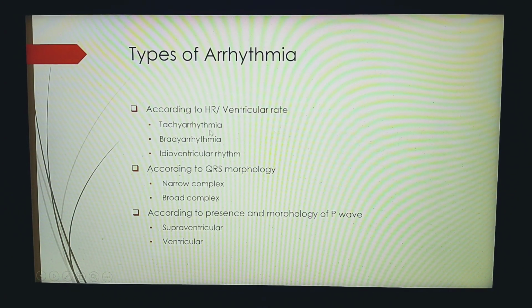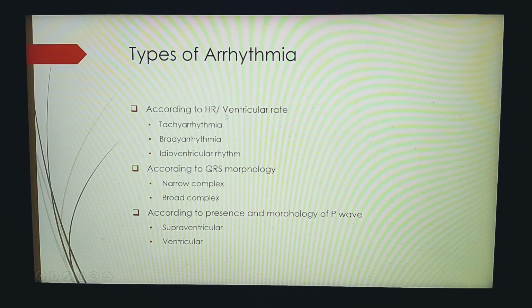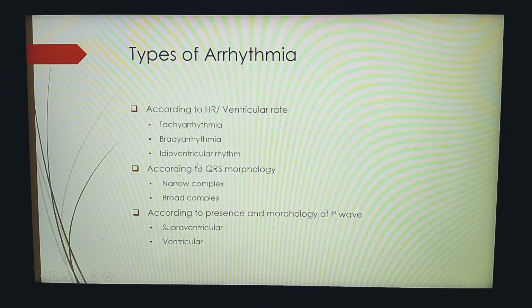So here again, according to heart rate, we can classify the arrhythmia: tachyarrhythmia, bradyarrhythmia, or normal rhythm. Then according to the QRS, narrow complex or broad complex. According to the presence and morphology of the P wave, it is of supraventricular or ventricular origin.